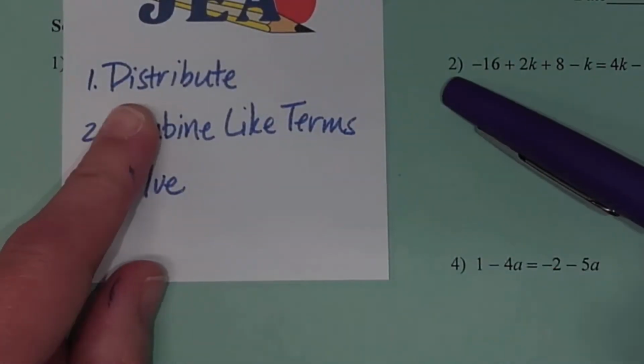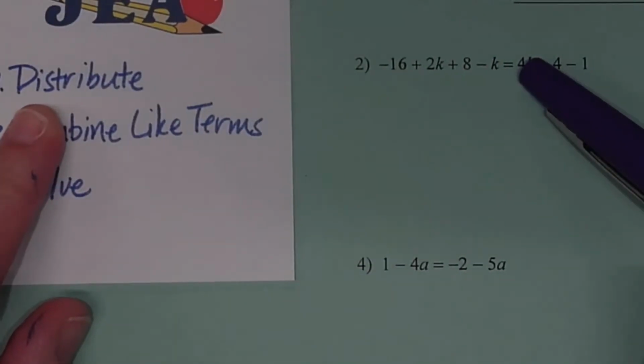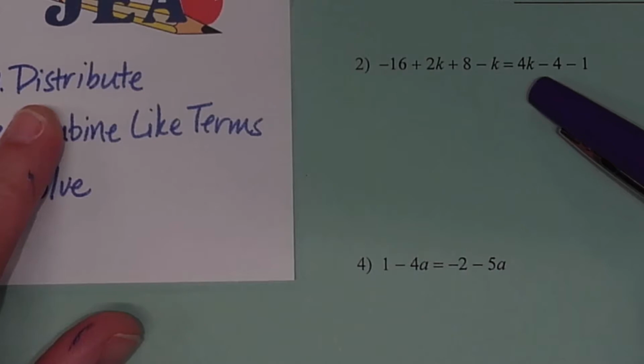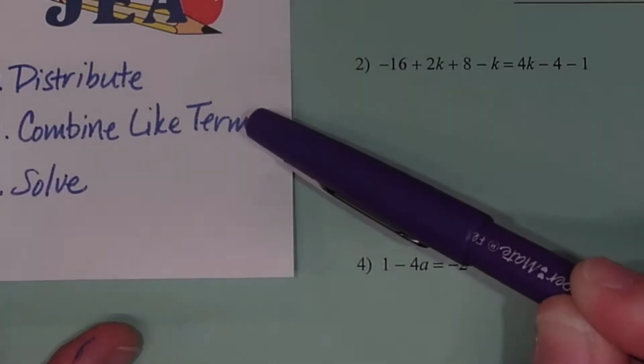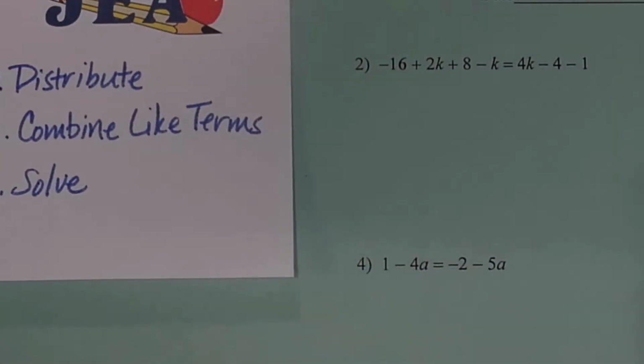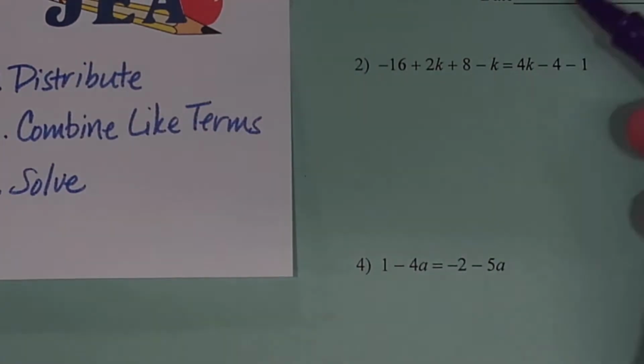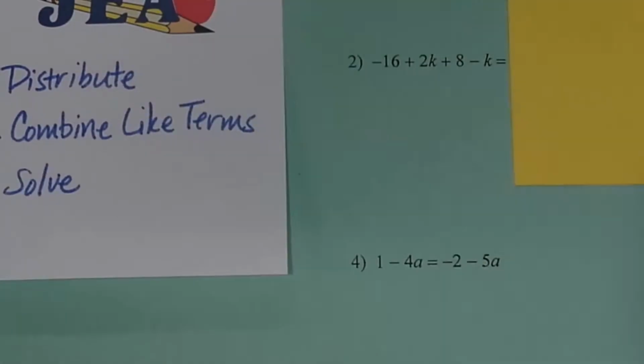So first distribute, oh, wait a second. There's no parentheses in here, so it looks like I don't have any distribution that needs to be done. So let's go to step 2, which is combine like terms. Now remember, you can only combine on one side of the equal sign at a time. So let's just think about the left-hand side first.